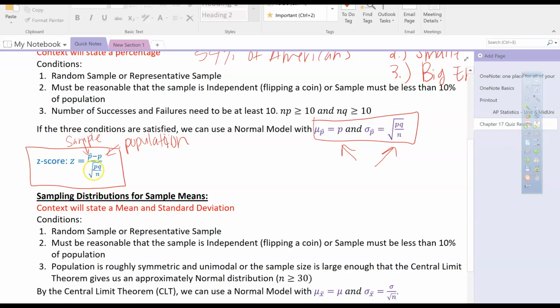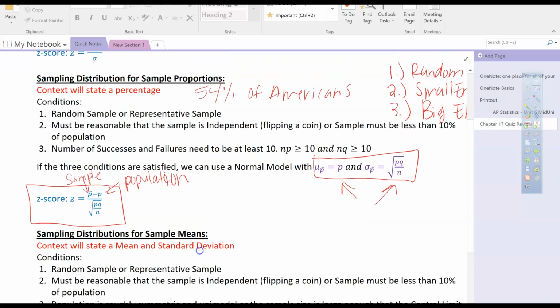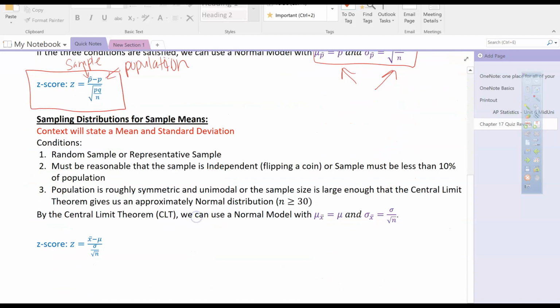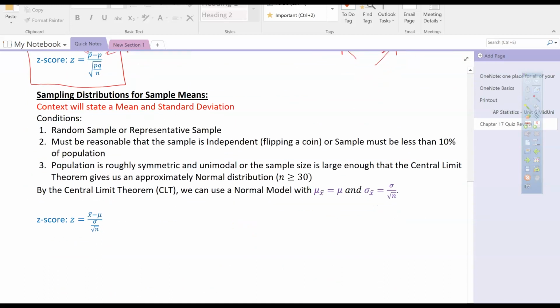So in the quiz tomorrow, you will have to be able to calculate the z-scores. So you need to make sure you know how to do that. And then for the sampling distribution for sample means, the context is going to state the mean and standard deviation. So it'll give you the average family size is 2.5 and a standard deviation of 1 or something like that. Okay? So in the context, it'll give you the mean and the standard deviation with a sample.